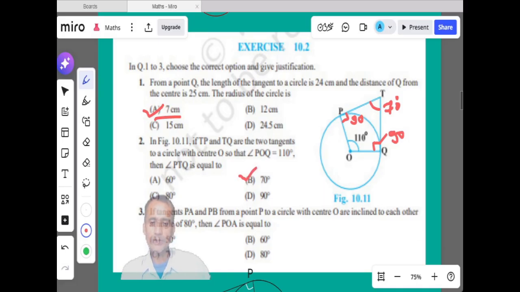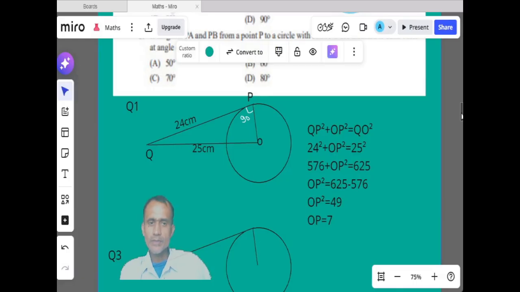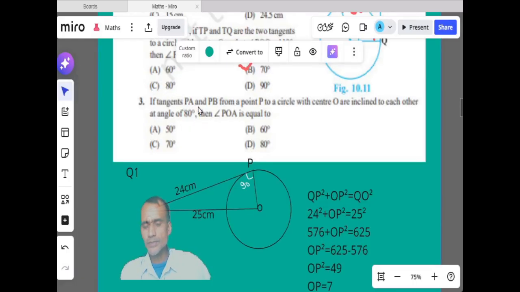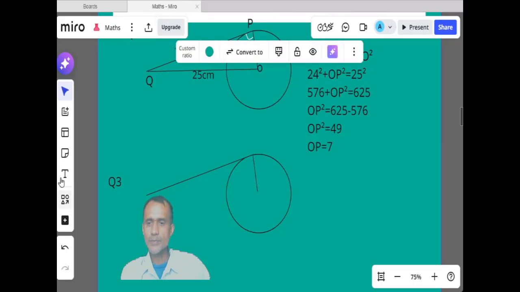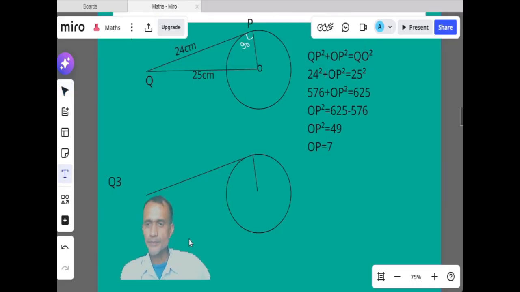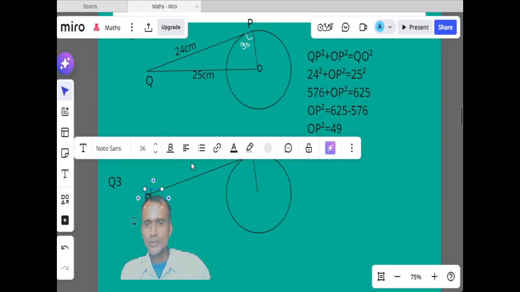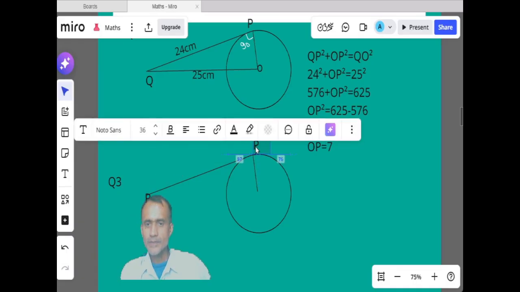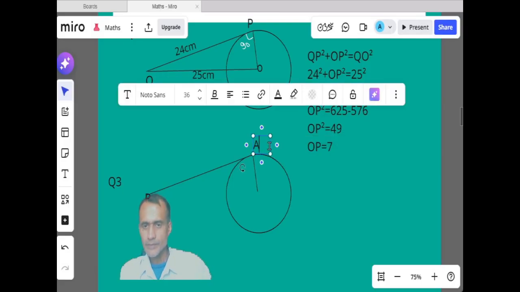Now we go to question number 3. We are given that there are two tangents drawn from point P. One is PA, another one is PB, and they are inclined to each other at an angle of 80 degree. So we draw two tangents. Let this be the point P, and this is one tangent, PA. And now let us draw another tangent at point B.